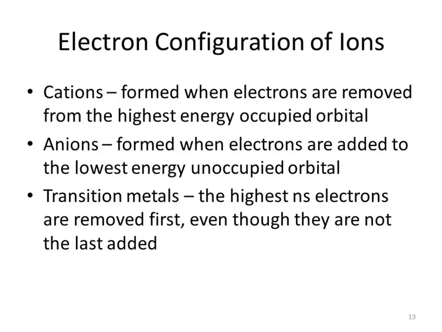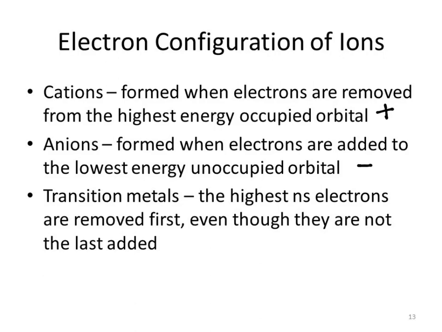All right, so what do we do when we have ions? So far we've been talking about electron configurations for neutral ground state elements. Well, what happens with ions? Cations are positively charged, and we are removing electrons. Anions are negatively charged, and so we're adding electrons.